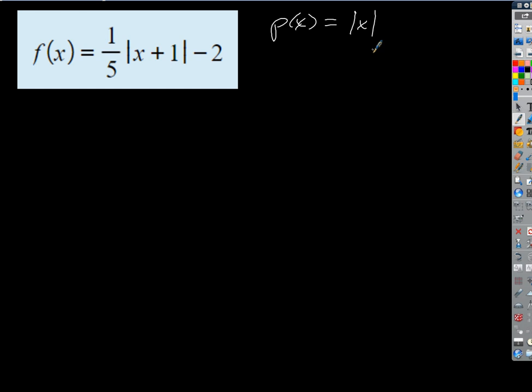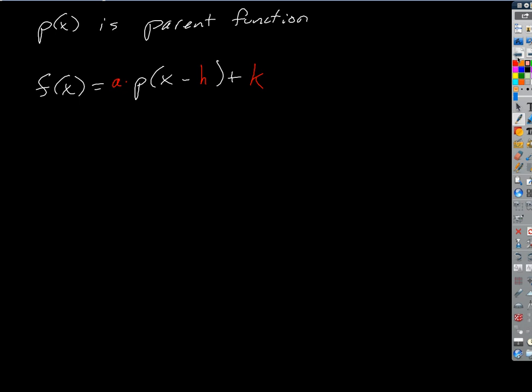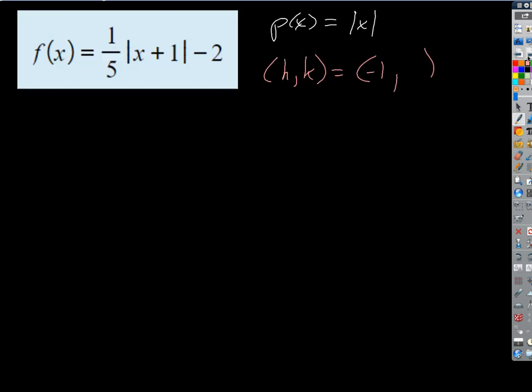So let's identify the values of those three parameters that we just looked at. Let's start with h and k because they're the easiest. What are h and k? H is -1, right? Because remember, h is the number that's being subtracted from x. So the value of h is -1 and k is -2.